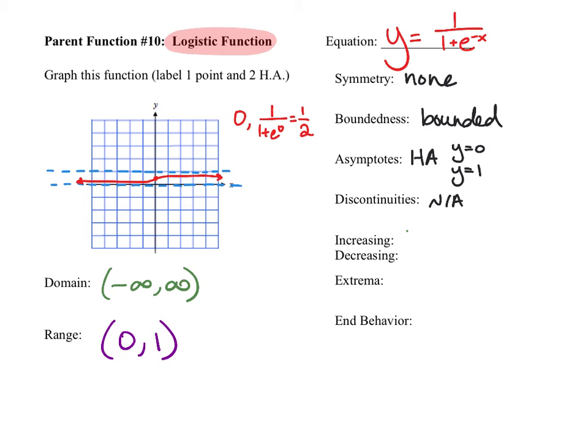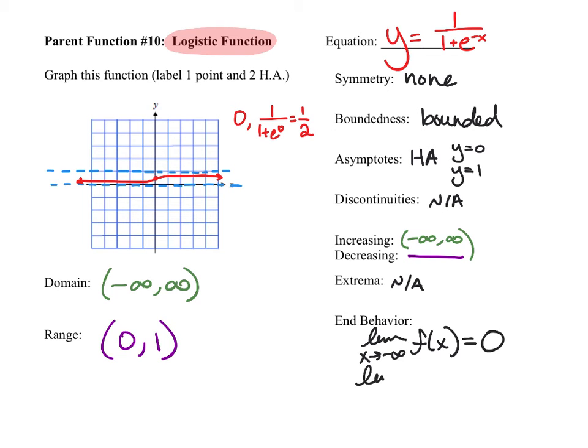It is only increasing on its entire domain, so it's never decreasing. It doesn't have any maxes or mins. And its end behavior, the limit as x approaches negative infinity for this function. So as it's going towards negative infinity on the left side, it's actually headed towards 0. And the limit as x approaches positive infinity for this function is headed closer to 1.